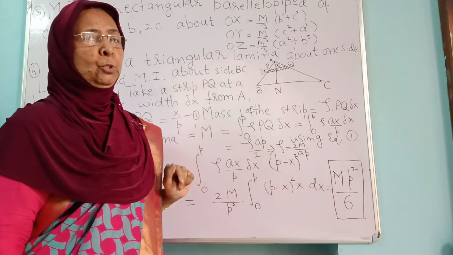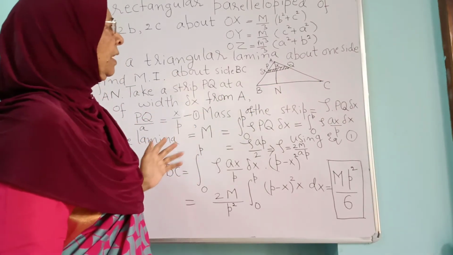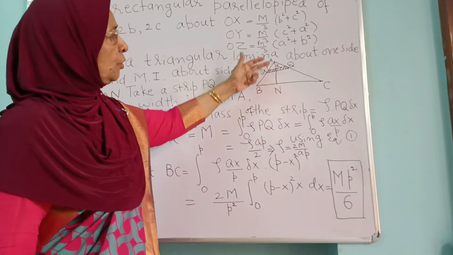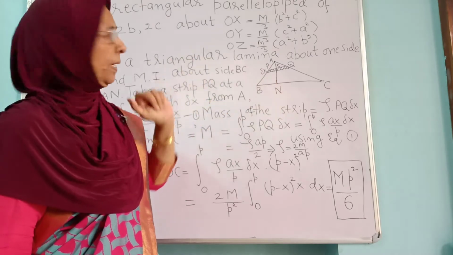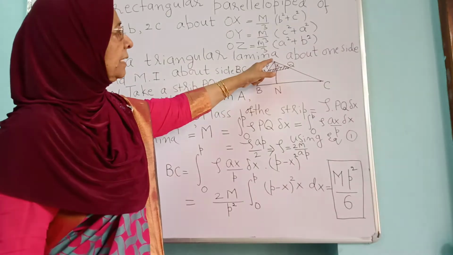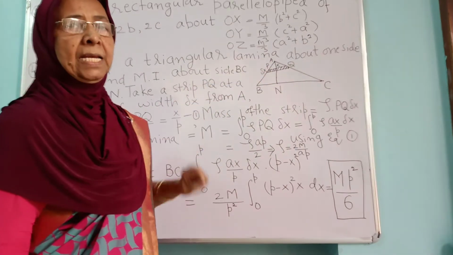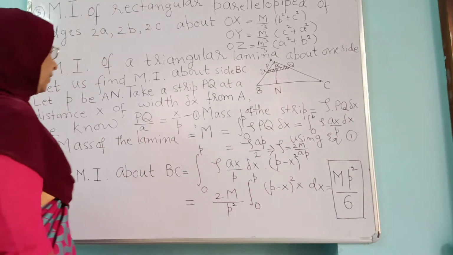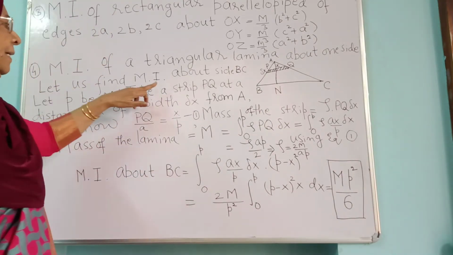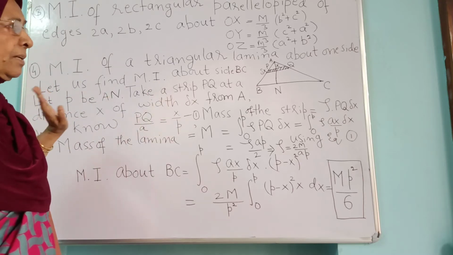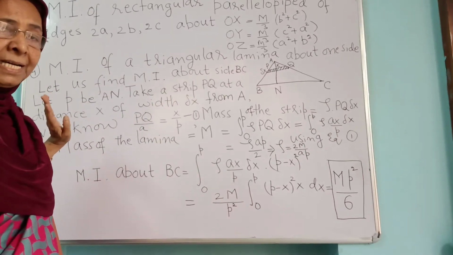So what you have to do, make a simple construction. From A, drop a perpendicular. Let N be the foot of the perpendicular, such that AN is the length of the perpendicular p. This construction, I hope it is clear.